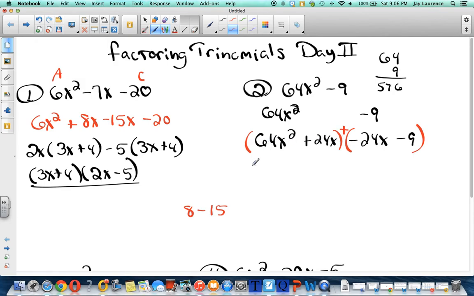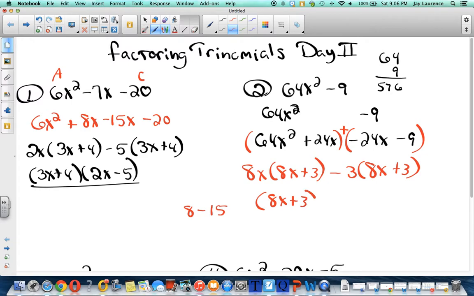I think 8 is going to go into both. I don't think there's a bigger number, 8x, and that'll get me what? 8x plus 3. And I'm going to pull out a negative 3, I believe, and I'm going to get an 8x plus 3, and then I'm going to pull out the 8x plus 3, leaving an 8x minus 3. Now you see the pattern, how that came out? This one could have been like 1,000 times easier.